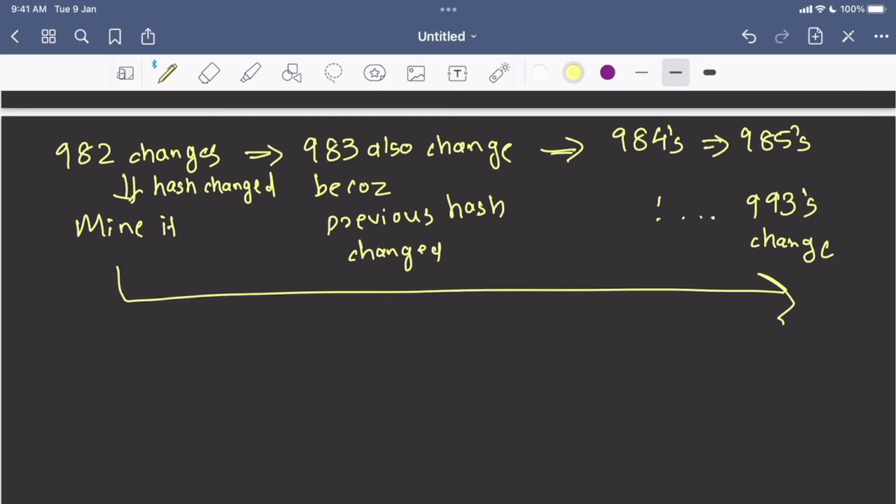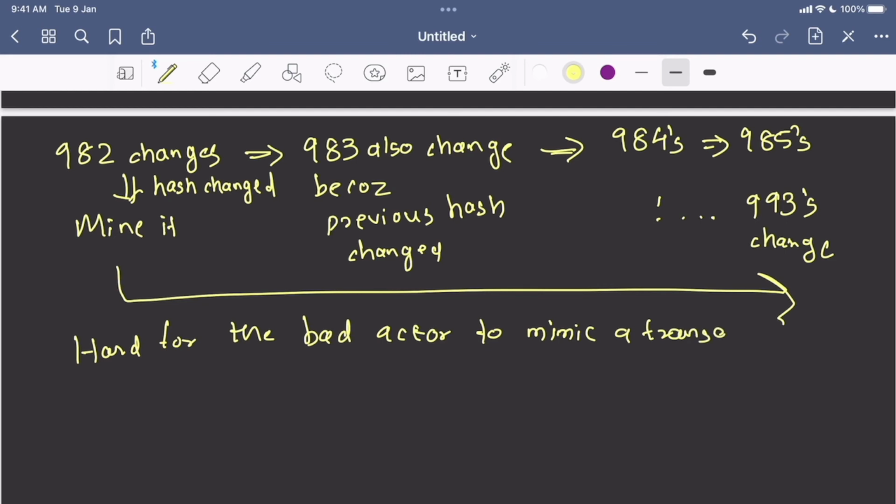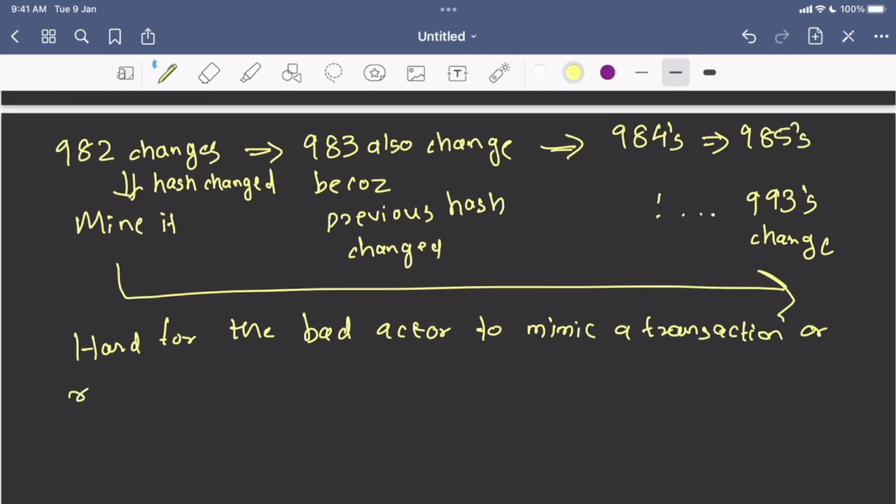So now you can see this makes it hard for the bad actor to mimic a transaction or reverse a confirmed transaction, because reversing or mimicking a transaction essentially means that he has to mine all the blocks from that block to the end of the chain.